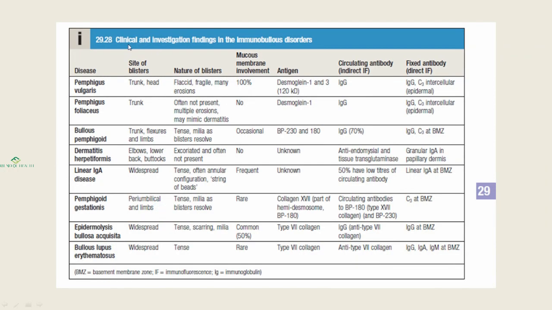If you see the table from Davidson, clinical and investigation findings in the immunobullous disorders, you can see that pemphigus vulgaris presents with flaccid, fragile blisters and many erosions. So this is the presentation: flaccid blister, so flaccid bullae. In dermatitis herpetiformis, excoriated blisters, or blisters are often not present. And in pemphigoid, you can see tense bullae. So pemphigus vulgaris, flaccid bullae.